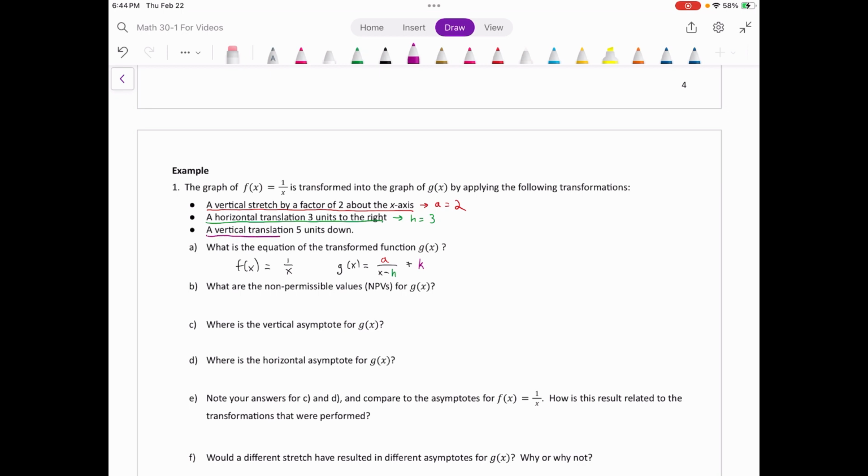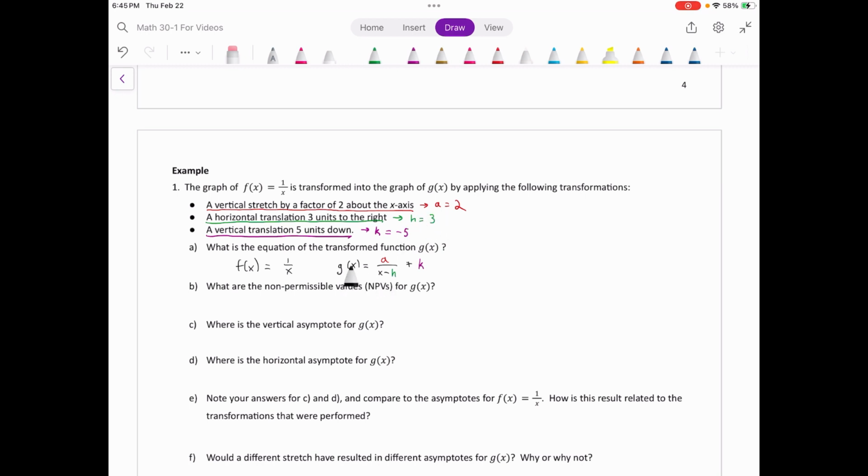And lastly, a vertical translation, 5 units down. So that tells us about our k, and our k must be 5 units down, so we're subtracting 5 from each y value. k is negative 5 then. Okay, so now we want to figure out what is the equation of the transformed function g of x. Well, again, this is why this is so powerful, right? Many, many rational functions can just be thought of as being like 1 over x, but having been messed around with in certain ways. The certain ways in this question are these here, right?